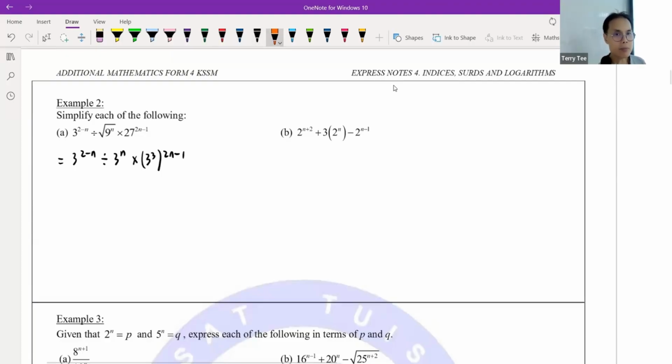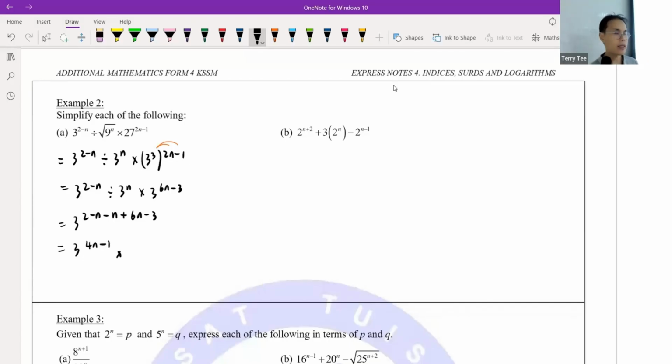Now, let's just multiply inside, one by one. This will give us 3 power 2 minus n, divide 3 power n. This is 3 power 6n minus 3. Now, put it all together. This will be 3 power 2 minus n plus 6n minus 3. You should get 6 minus 2 minus 2, 4. Right? 4 minus 1. Am I right? 3 power 4 minus 1.